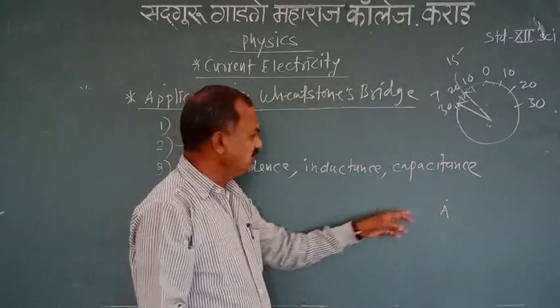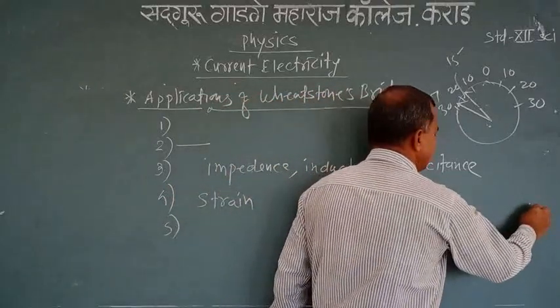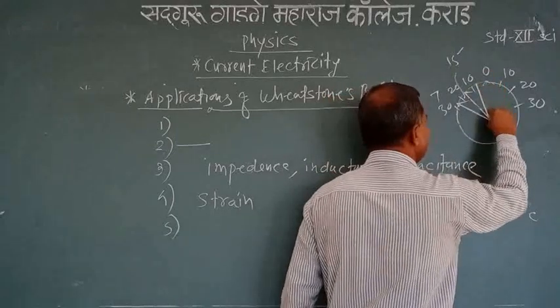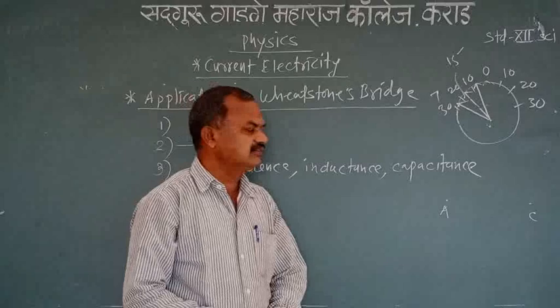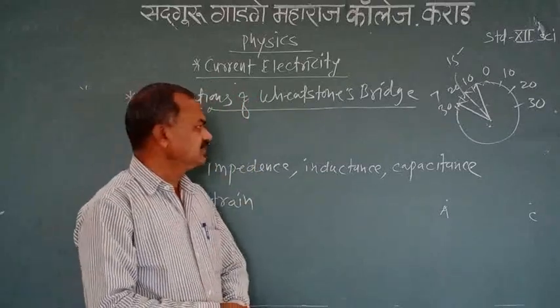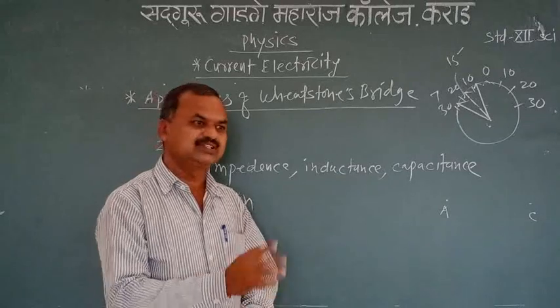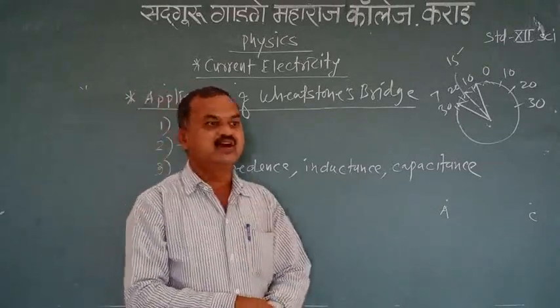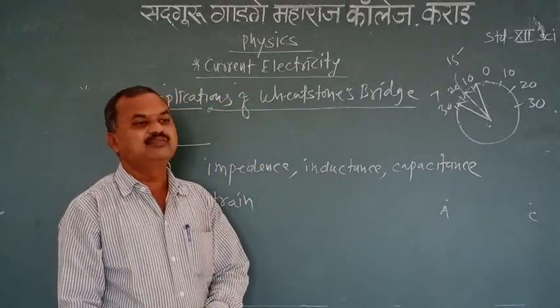Then remove the jockey from end A, then touch the jockey at end C and observe the deflection in the galvanometer. The deflection is towards the right by 7 divisions. This shows that in this method, the galvanometer shows the same deflection towards left as well as right. Therefore, this method is not a null deflection method, but an equal deflection method.